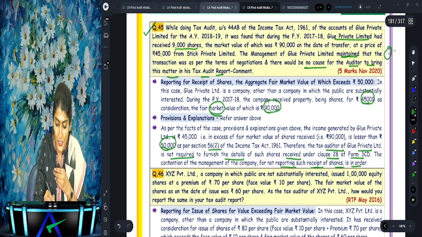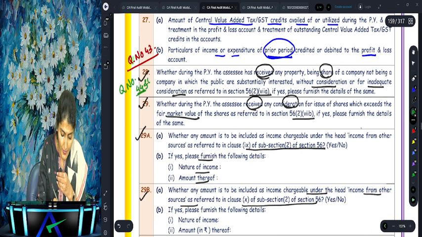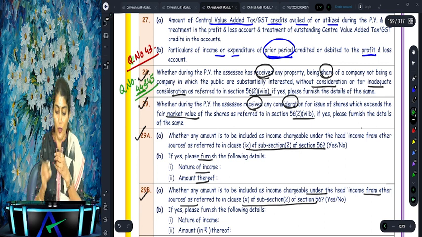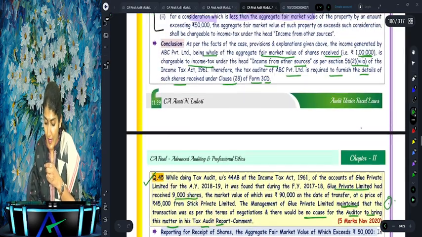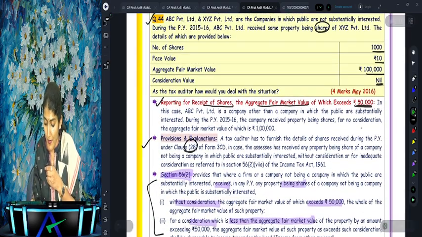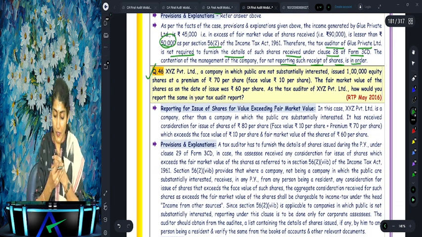So question number 45 also, which clause will we give reference to? 28 only. So 44 and 45. Are you all with me? When was it asked in the exams? November 2020, and before that, May 2016. Then coming to question number 46.